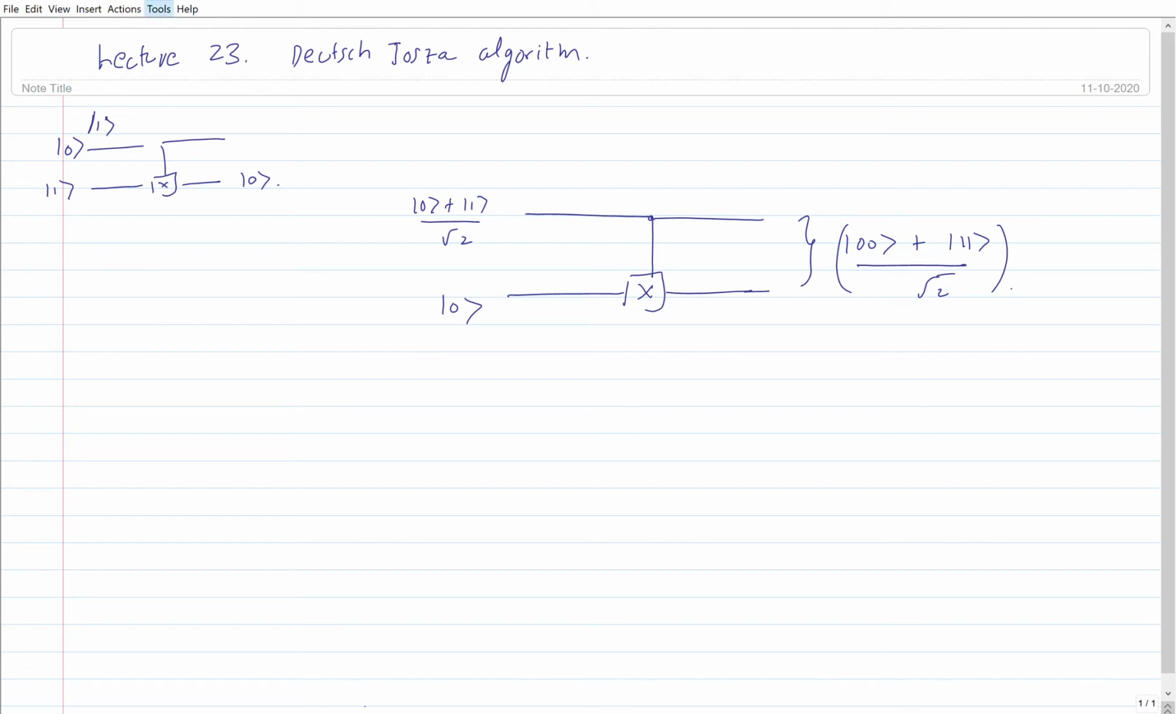So the question you might ask is, can I write the state of the wire, any wire? This is, let's say, wire 1 of the circuit, this is wire 2. Can I write the state of the wire explicitly?